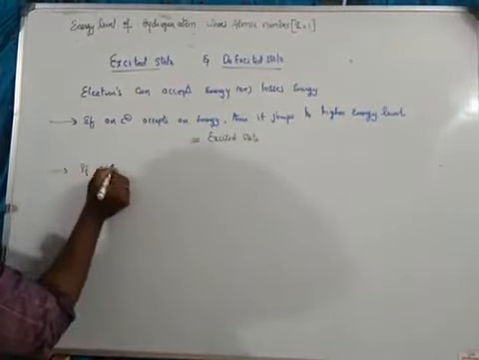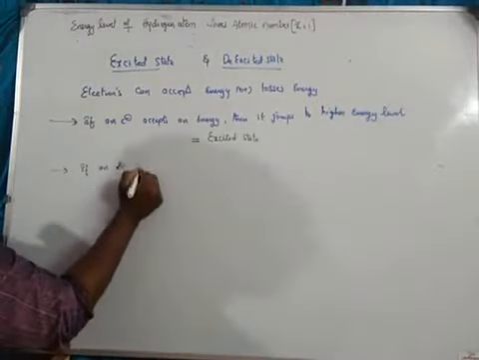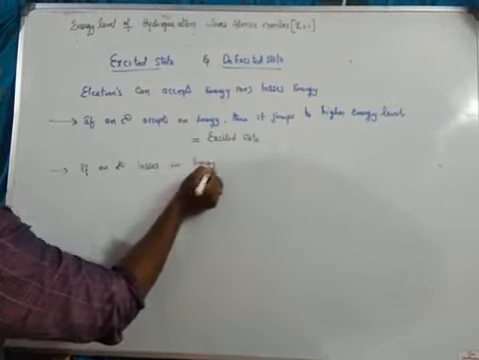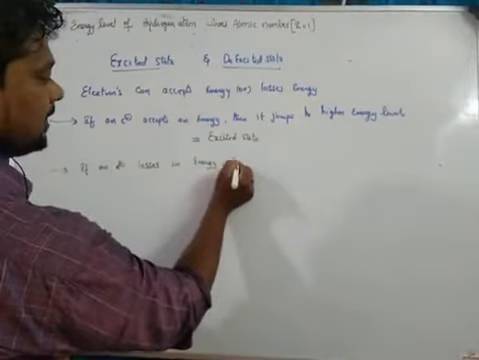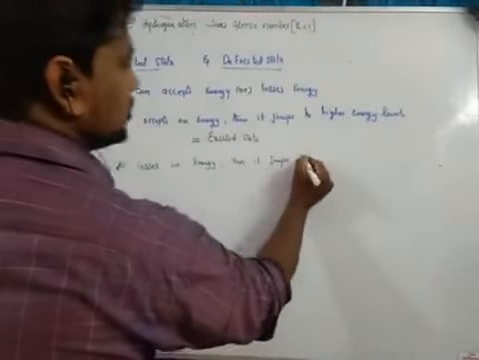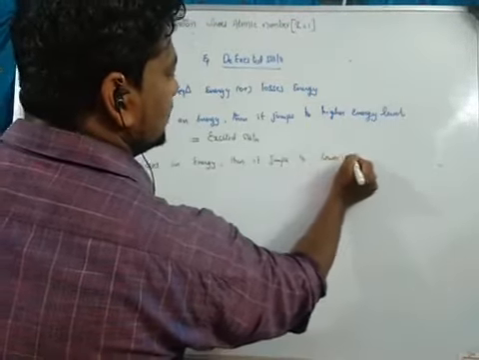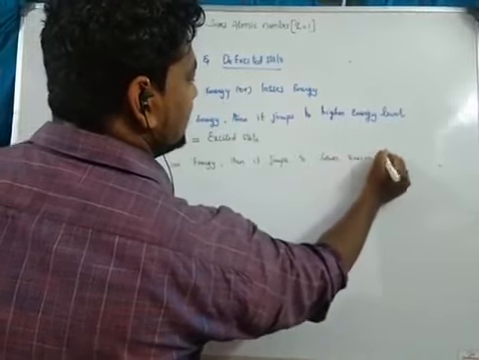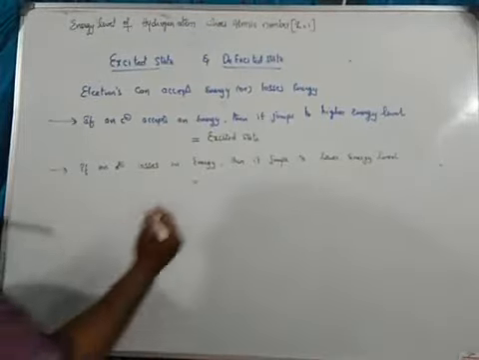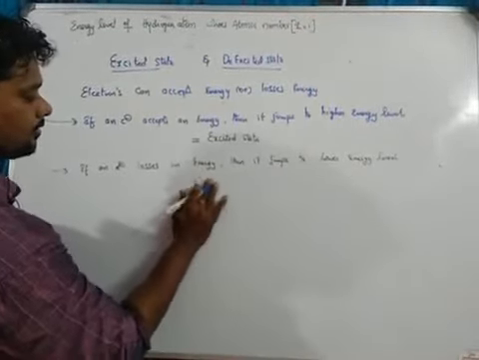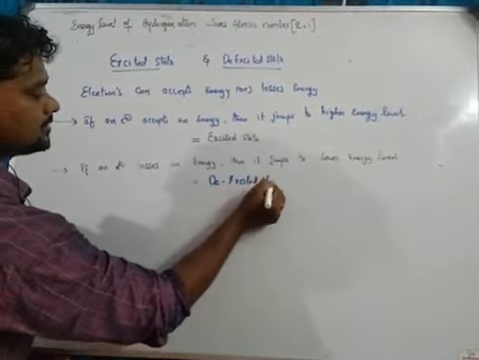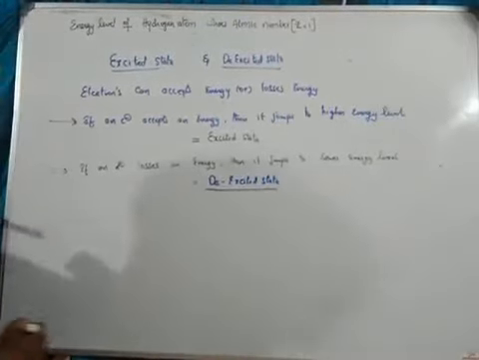Similarly, if an electron loses an energy, then it jumps to a lower energy level, which is called de-excited state. And remember these two definitions.